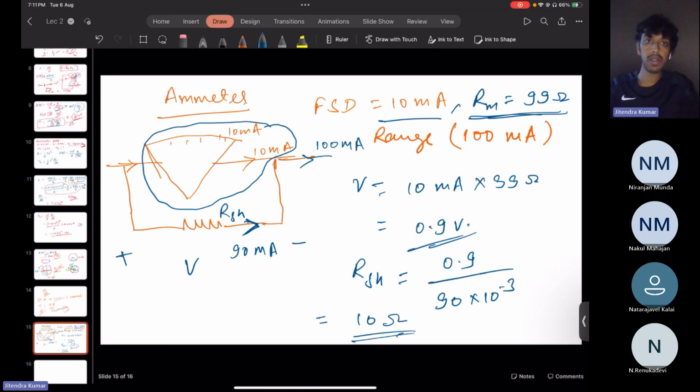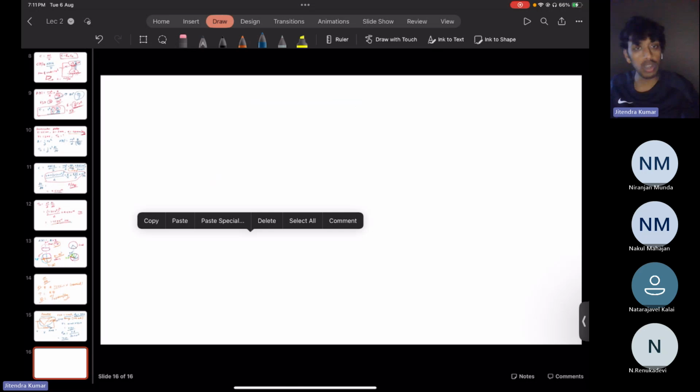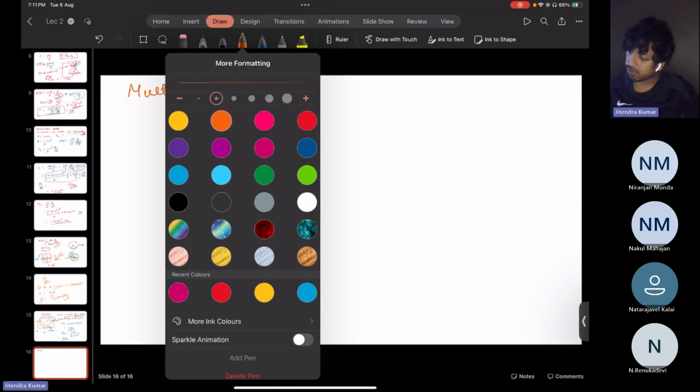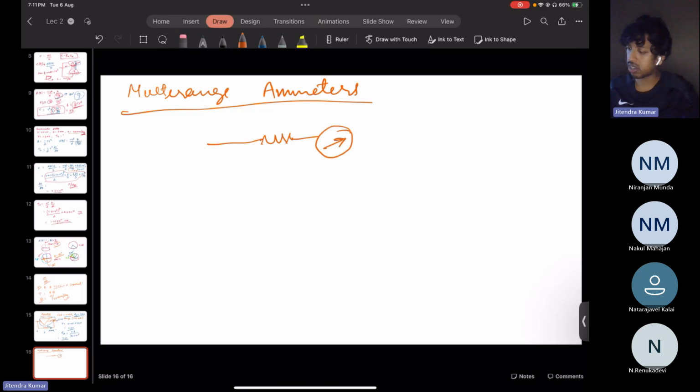Now we will come to multi-range ammeters, based on which many questions were asked in the week 2 assignment. So what are multi-range ammeters? It is nothing but, similarly, we denote an ammeter with resistance and a current source. Again, 10 milliampere and 99 ohm. So this is your ammeter.